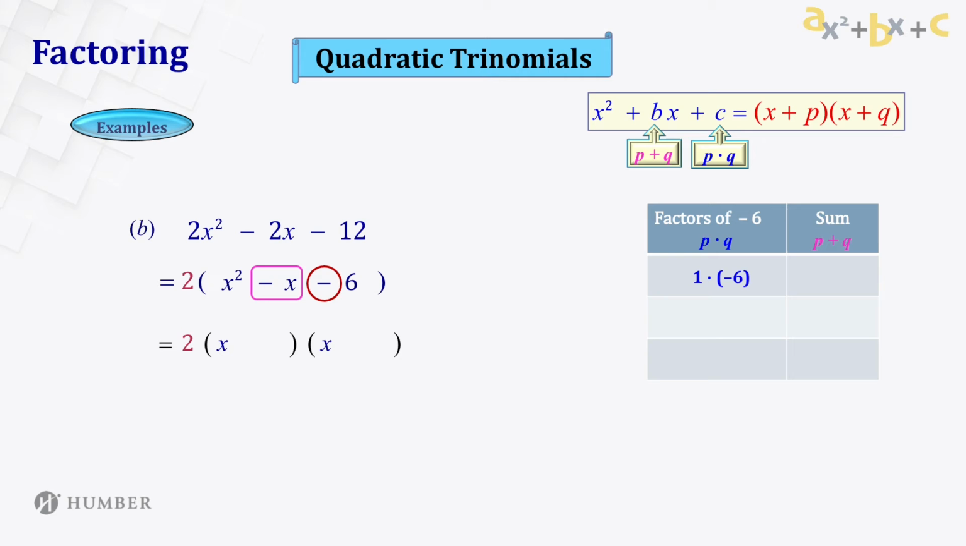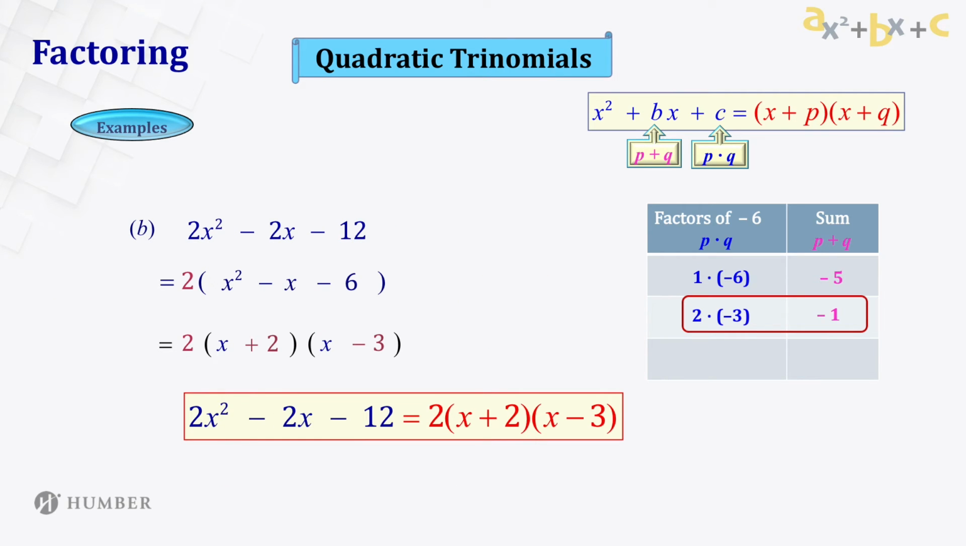Try 1 times negative 6, which gives us the sum of negative 5. That is not our desired sum. We do not need to try negative 1 times positive 6, since this combination gives us the positive sum. Then try 2 times negative 3, which gives us our desired sum, negative 1. Let's place each value inside of each bracket to complete our factoring process. Do not forget to keep the common factor in front.